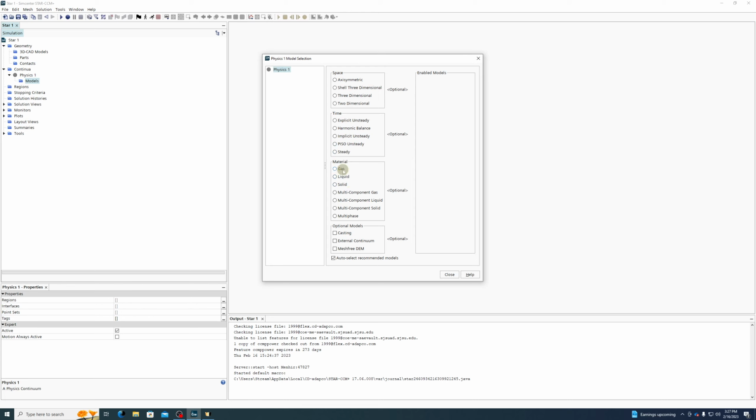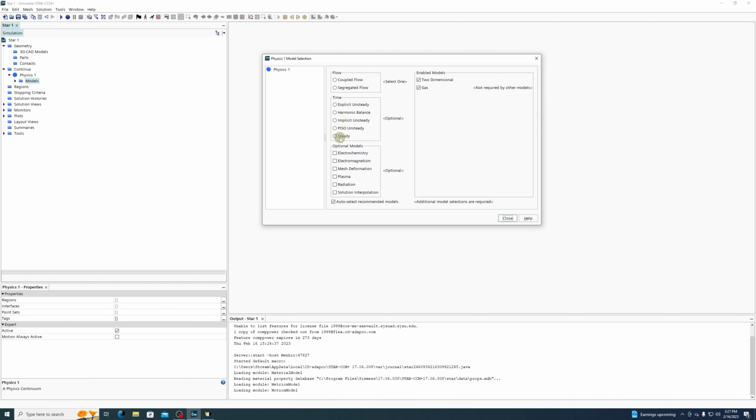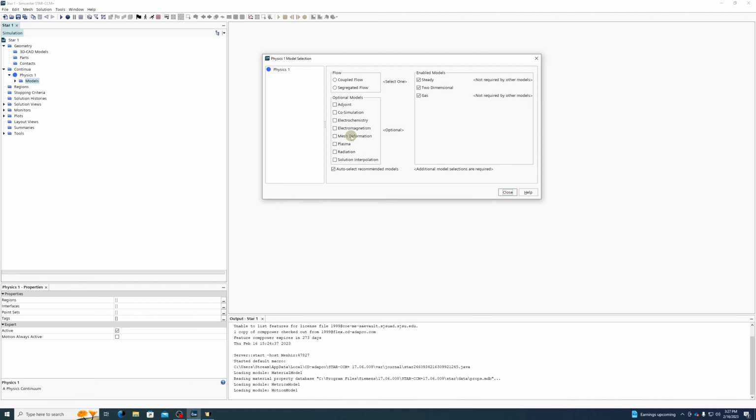So we're going to select gas for the moment here for demonstration purposes. We're also going to select two-dimensional, steady flow. So this is a fairly basic simulation so far. Two-dimensional, we're dealing with a gas, it's steady.